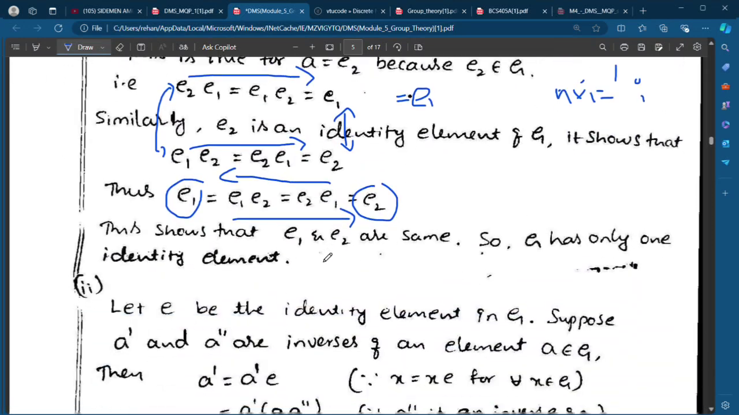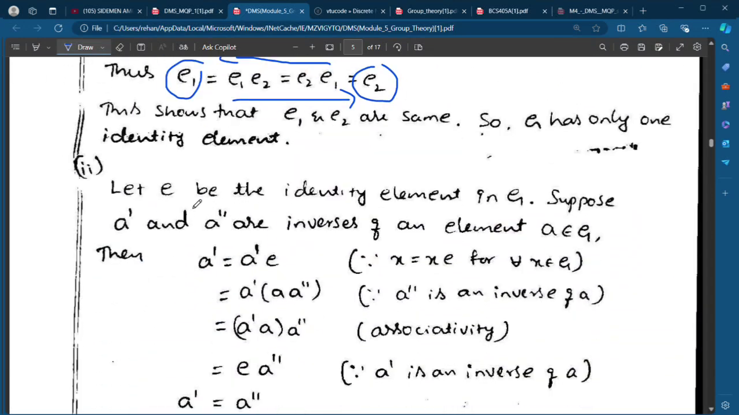Now I have to show that the inverse of each element of G is unique. So suppose E is the identity element. Now I am taking two inverse elements, A dash and A double dash, as inverses of an element A belonging to G. First, A dash I can write as A dash into E.